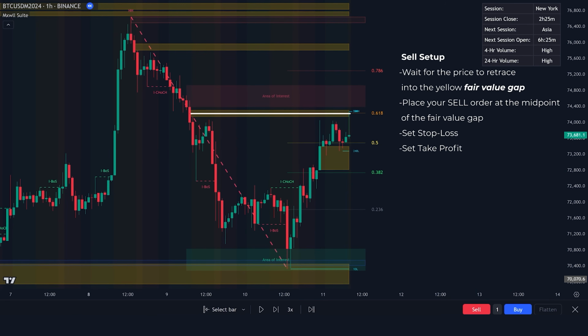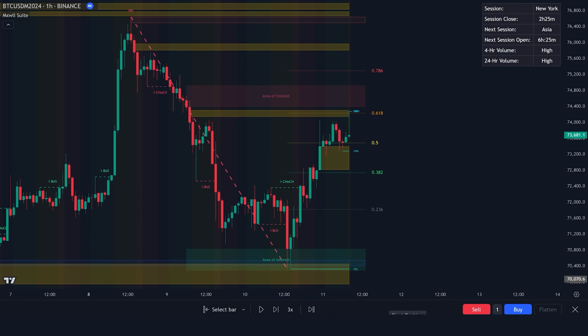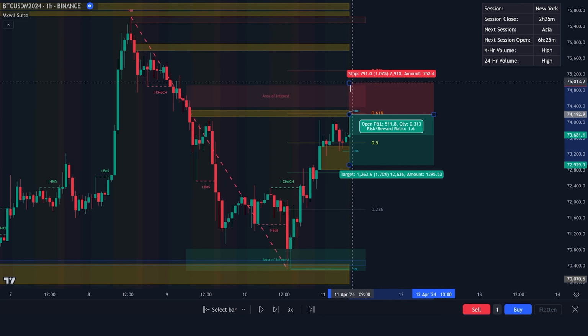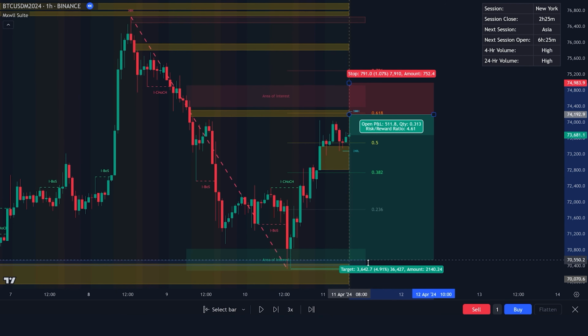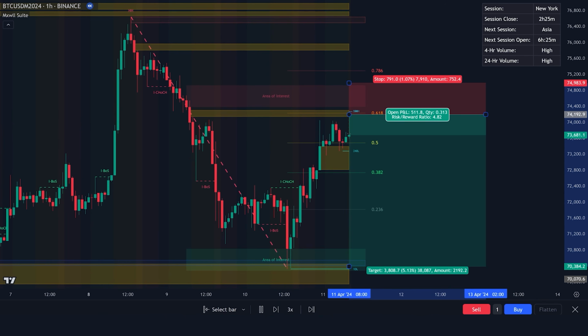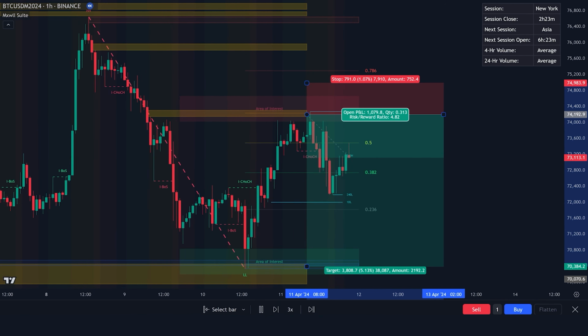For the best sell trade entry, wait for the price to retrace into the yellow bearish fair value gap. Look to enter the trade at the midpoint of this gap. Place your sell order at the midpoint of the yellow bearish fair value gap once the price retraces into it. Place your stop loss just above the most recent swing high. Set your take profit based on a favorable risk-to-reward ratio, considering your risk tolerance and current market conditions. Here is the result.